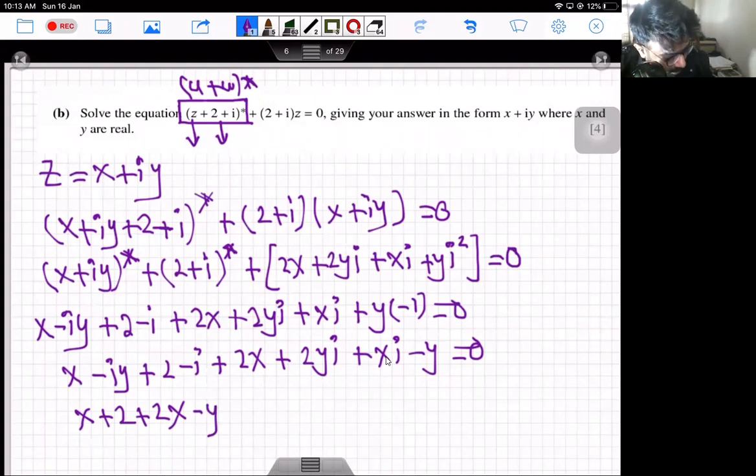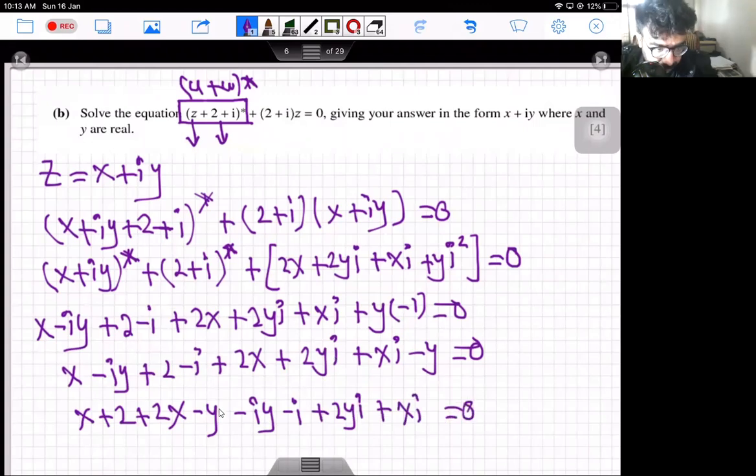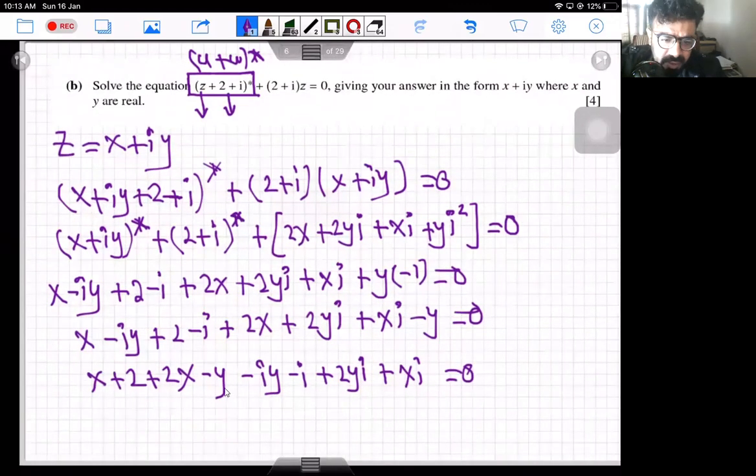And then if we talk about the imaginary parts, first of all, we can take this minus iy, and then minus i, and then 2yi, and then xi, and this whole thing is equal to 0. Okay, so as we can see, simplifications are possible over here.